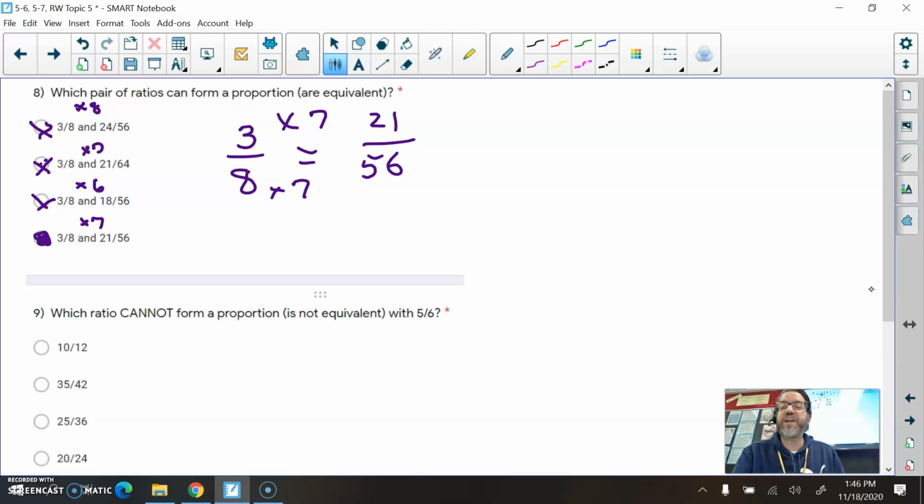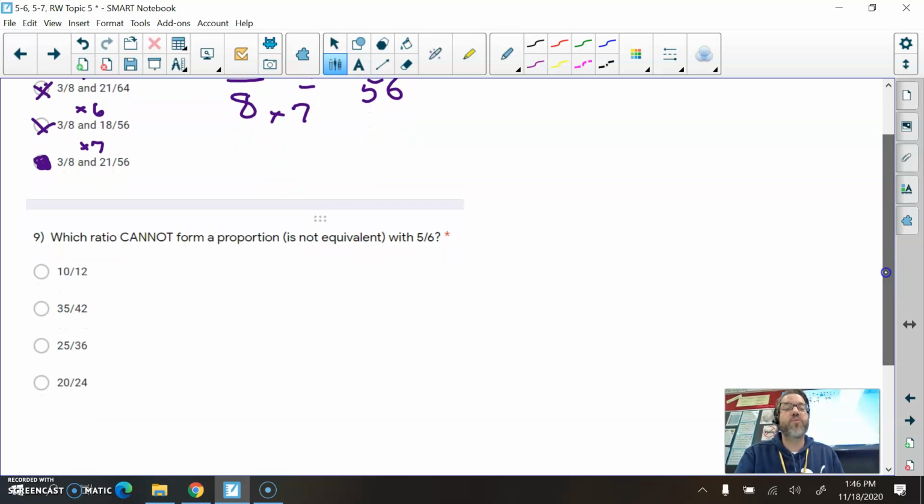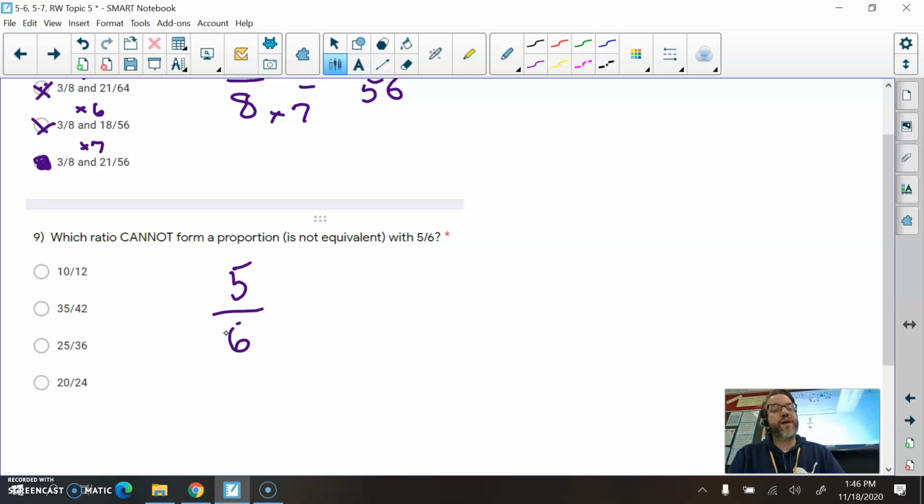Which ratio cannot form a proportion or is not equivalent with 5/6? So when we have 5/6, 3 of these 4 are going to equal 5/6. One of them will not. Again, I would just simplify all of these. 10/12, divide these both by 2. If you divide them both by 2, you get 5/6. That matches.